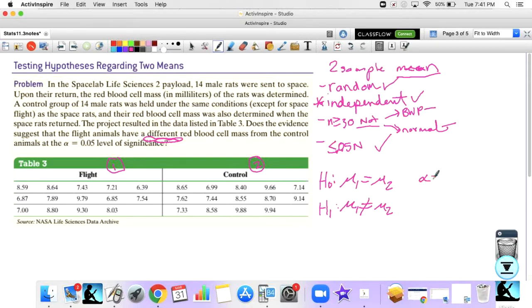My alpha, my level of significance, is 0.05. And then because this is a does not equal, that is not a great graph there, it means that I'm dealing with something that's two-tailed. So I'm going to have to keep that in mind when I look at my classical method.